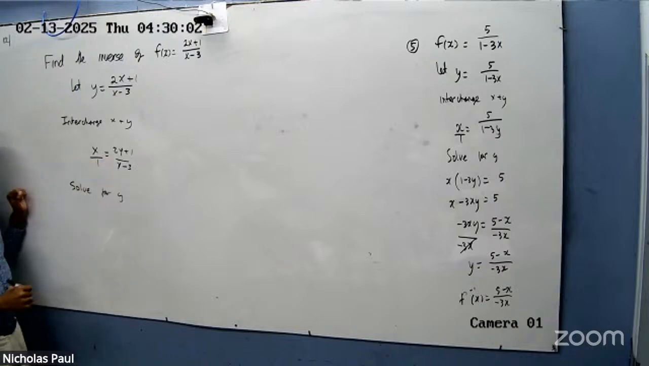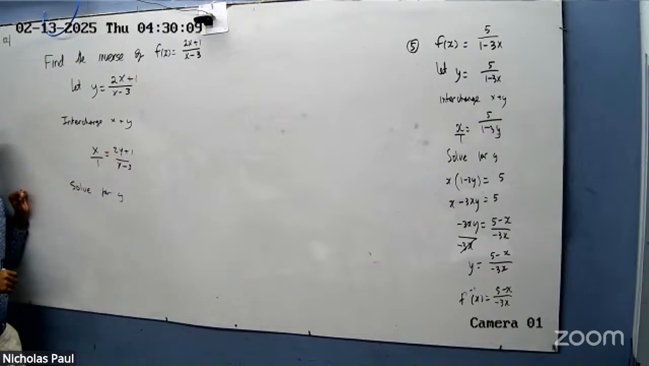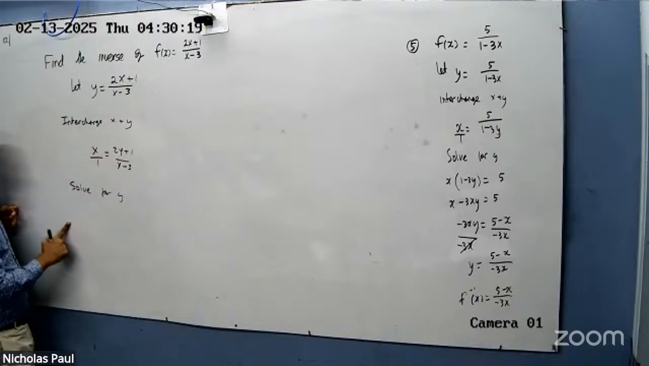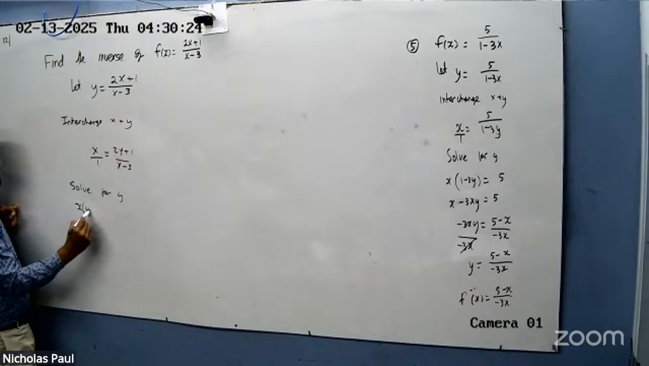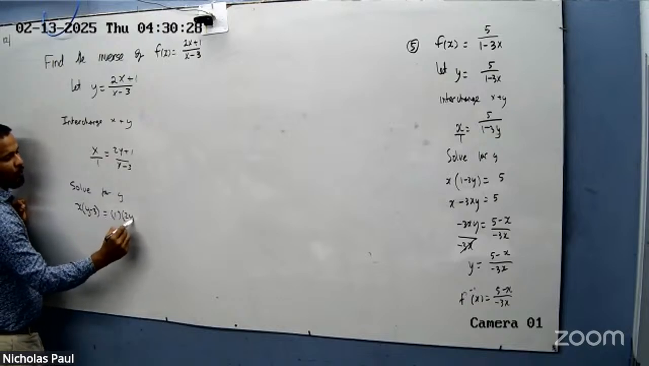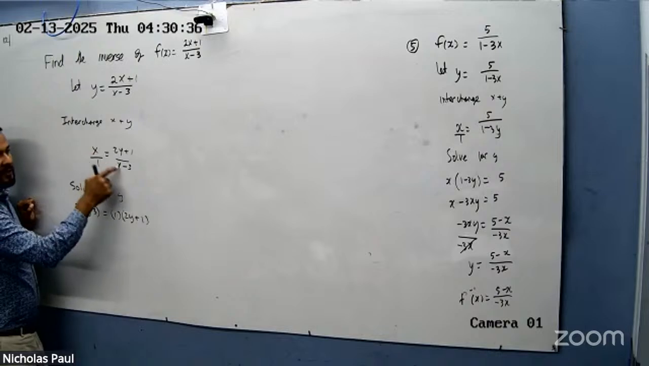What do I do now, Jamal? I want to solve for y. I have an equal sign and two fractions, so cross multiply. Everybody watch it. This is really important. So I'm going to multiply x by y minus 3, and I'm going to multiply 1 by 2y plus 1. I'll multiply this by this and this by this.